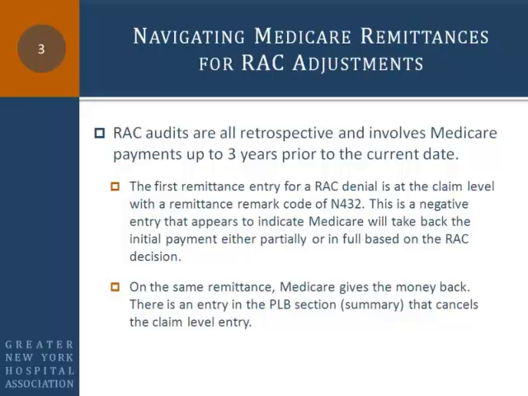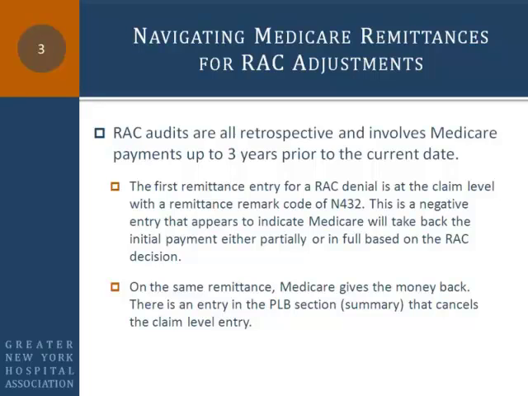As you are aware, the RAC program focuses on retrospective reviews of paid claims. Therefore, adjustments to RAC-denied cases involve payments that may have been made up to 3 years prior to the current date. The first entry that is made on a remittance when there is a RAC denial is a claim level entry on the 835 electronic remittance, which sets up the amount owed to the Medicare program.